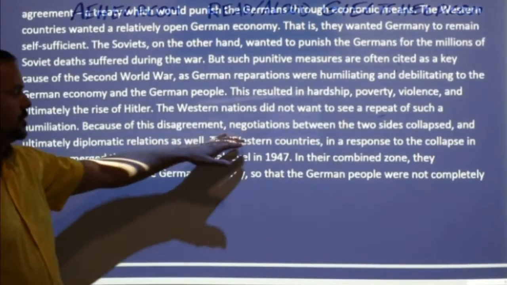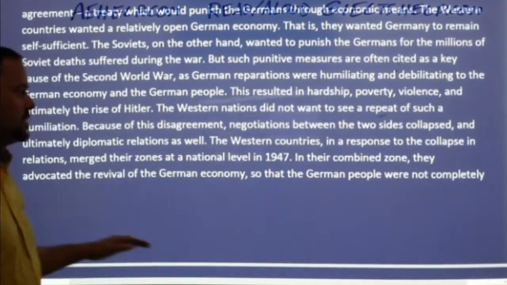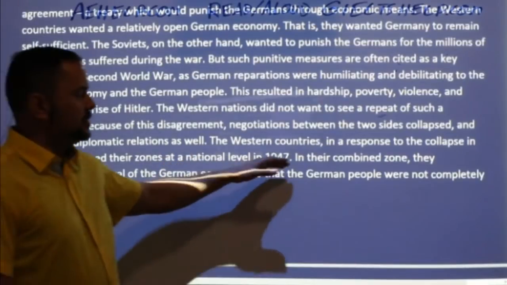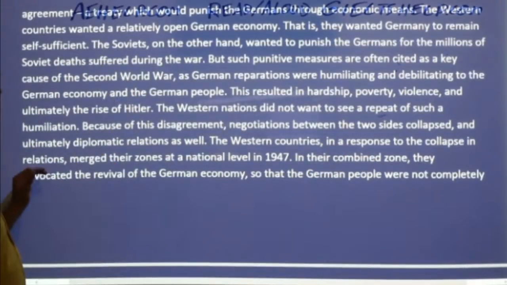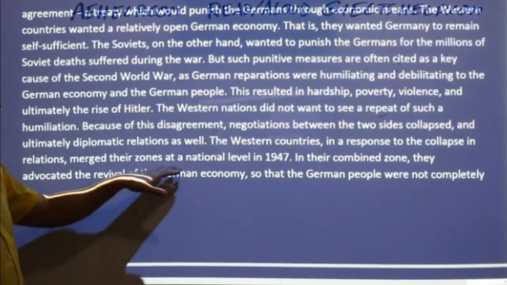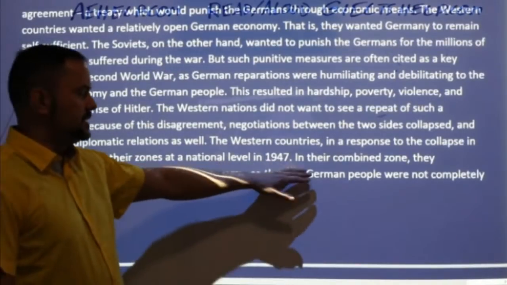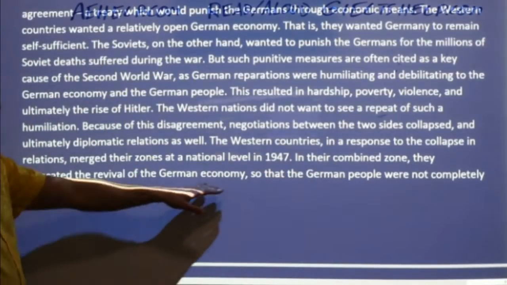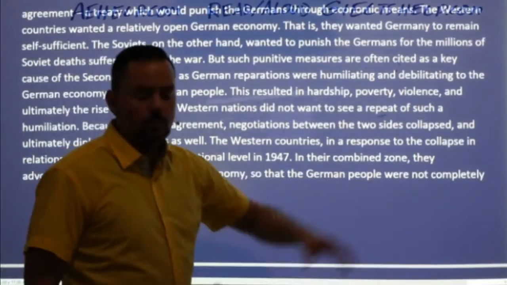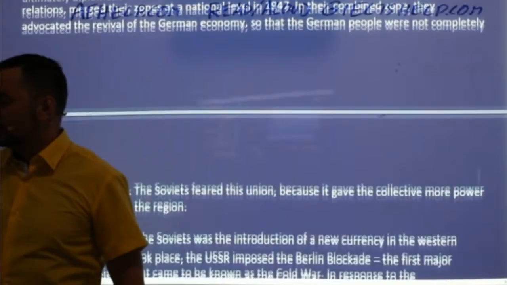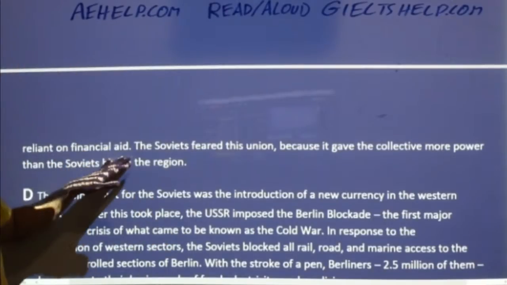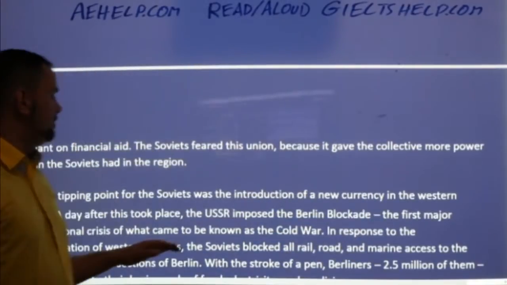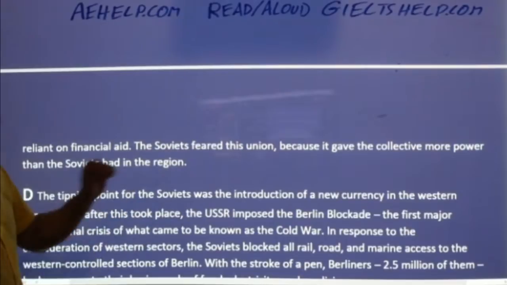Because of this disagreement, negotiations between the two sides collapsed, and ultimately diplomatic relations as well. The Western countries, in response to the collapse in relations, merged their zones at a national level in 1947. In their combined zone, they advocated the revival of the German economy, so that the German people were not completely reliant on financial aid. The Soviets feared this union because it gave the collective more power than the Soviets had in the region.